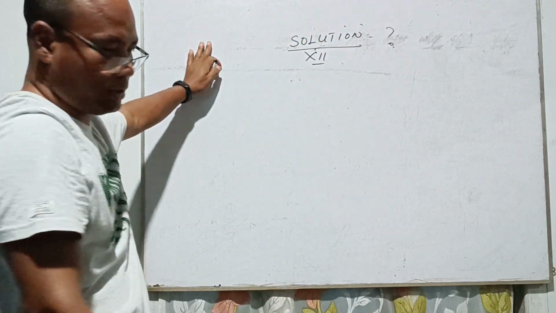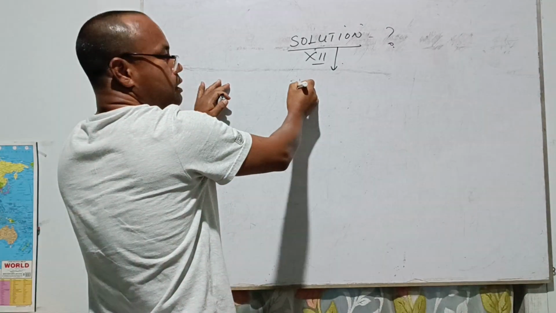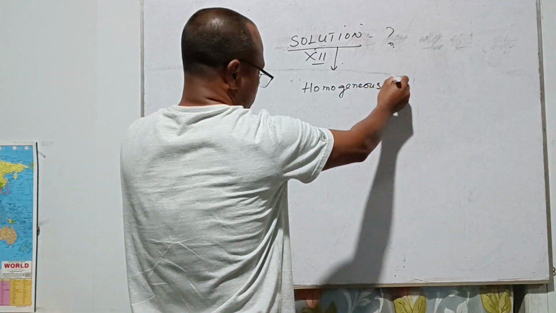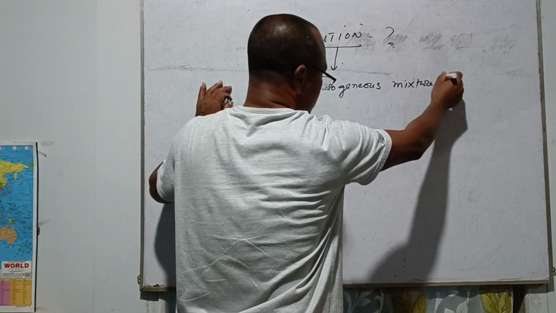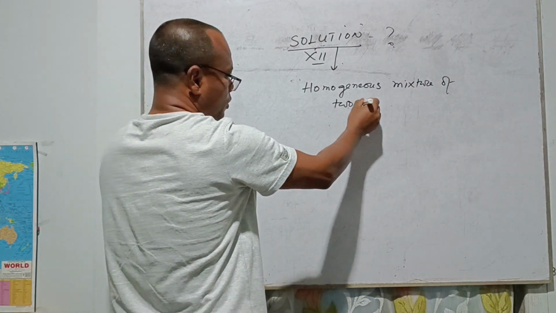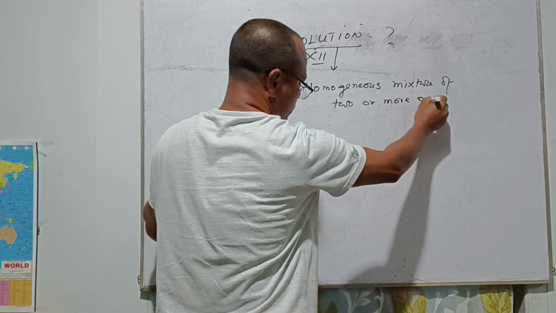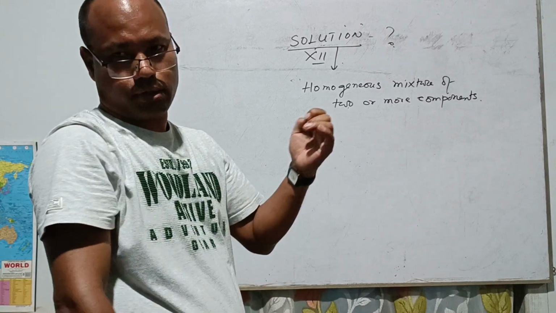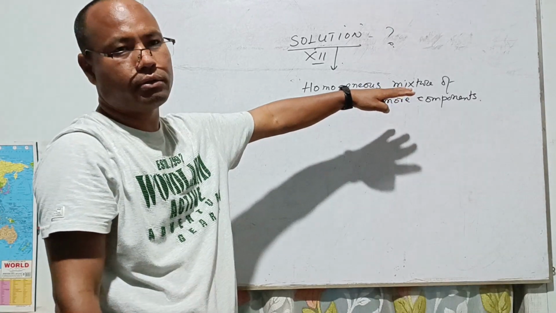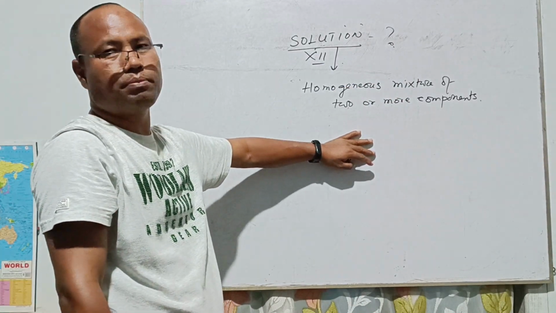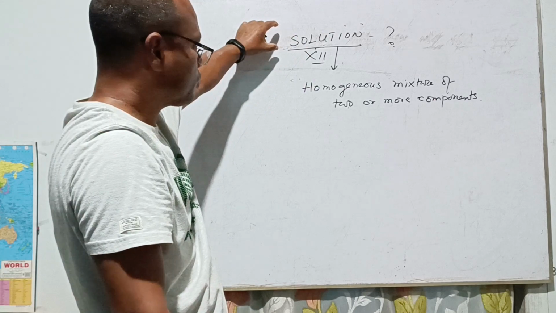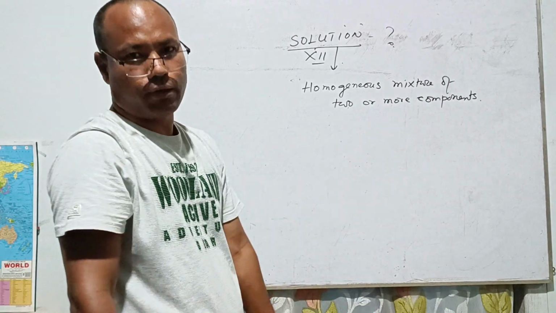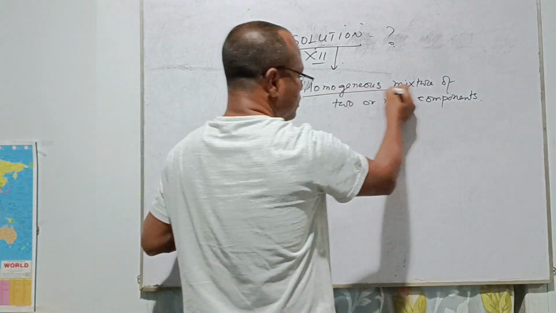Now here solution. So we know solution is the mixture. What type of mixture? That is the homogeneous mixture. Homogeneous mixture of two or more components. So components are representing the different substances. Okay. Now component means term. This is the term which represents the substance. Now here solutions are the homogeneous mixture of two or more components. Okay, understand?